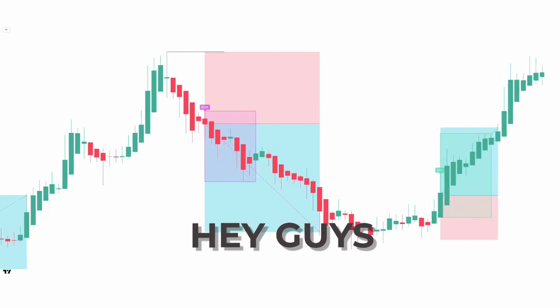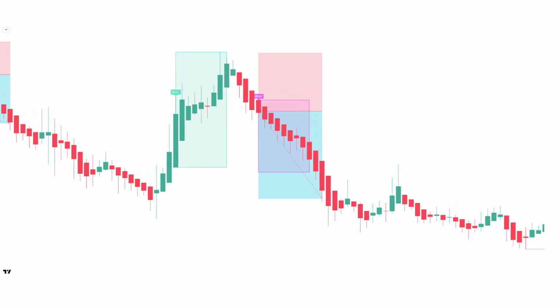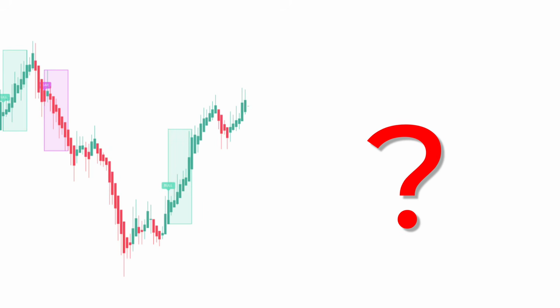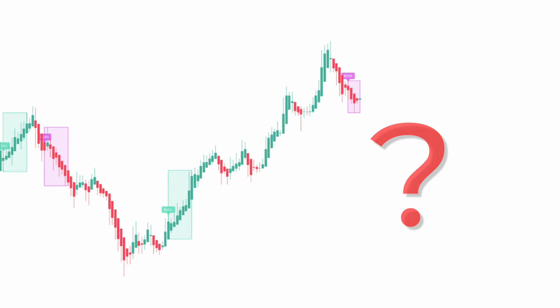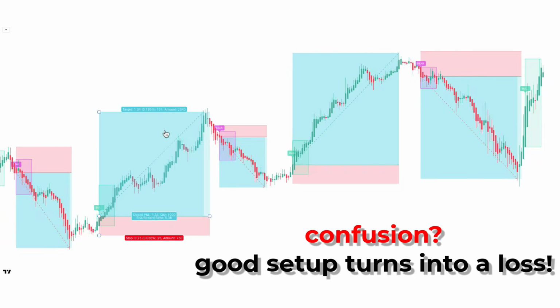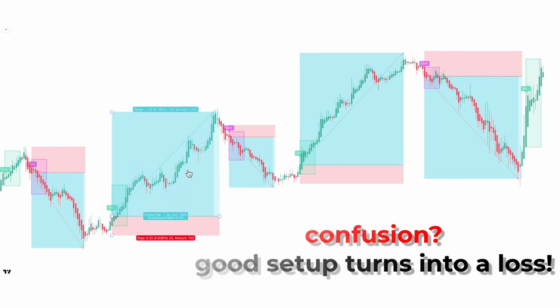Hey guys, most traders get stuck in the same place in the market, guessing. Should I enter here or wait a little longer? Should I exit now or hold on longer? Because of this confusion, even a good setup turns into a loss.